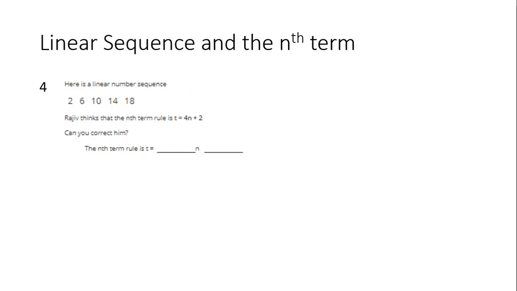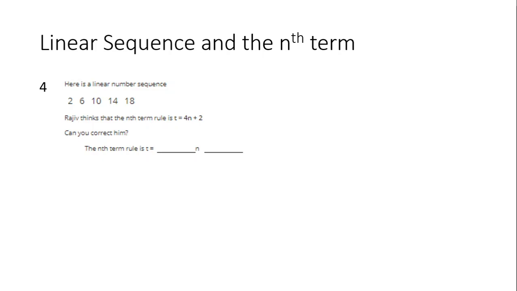Right, question 4. Again, hit pause if you'd like to try this on your own. This is another linear sequence problem. We're looking for the nth term rule. Rajiv, and you will see that name a lot. It's not a name that we are familiar with, but they use it a lot on these exams. Rajiv thinks that the nth term rule is 4n plus 2. Can you correct him? So I'm telling you he's wrong.